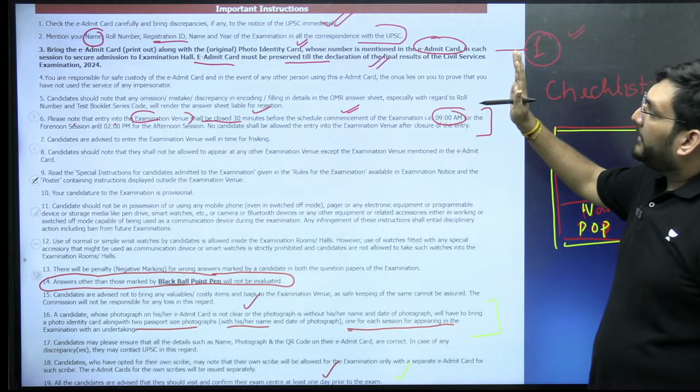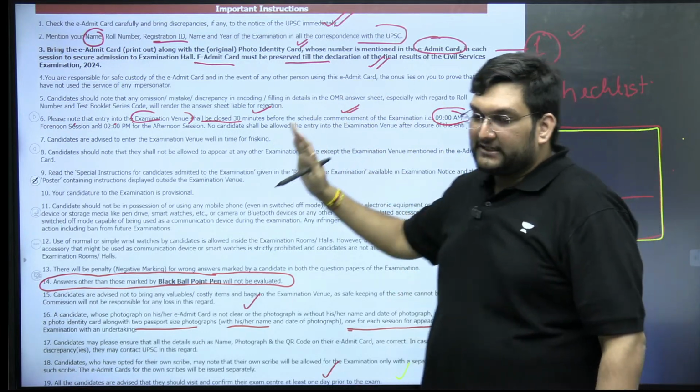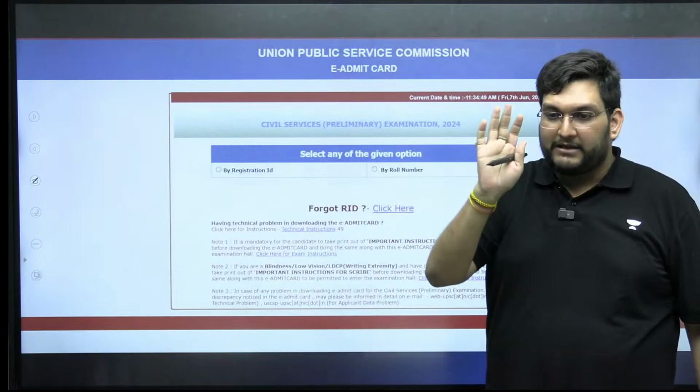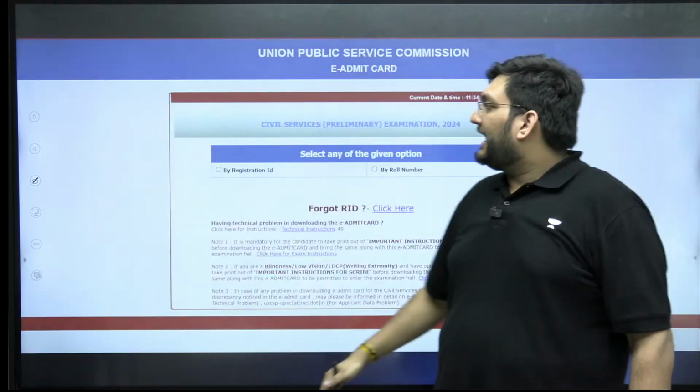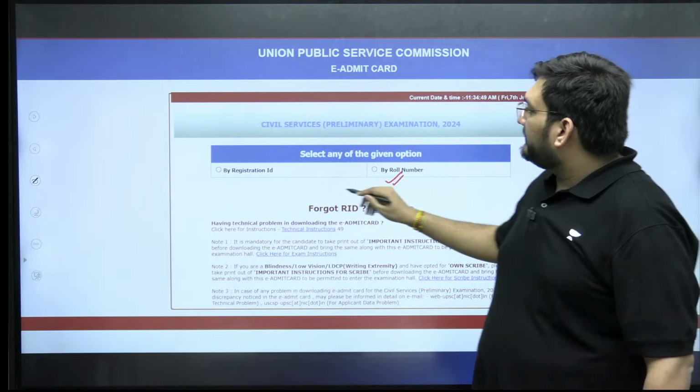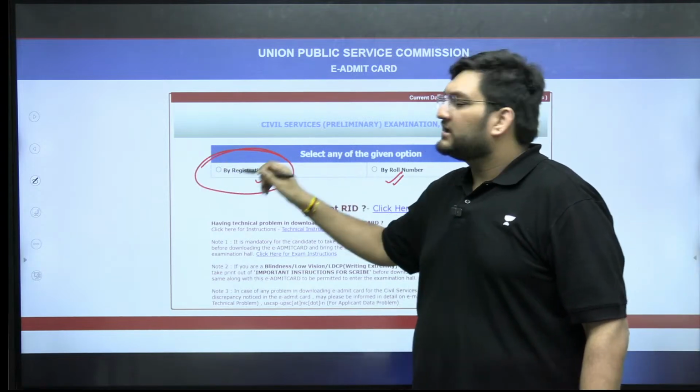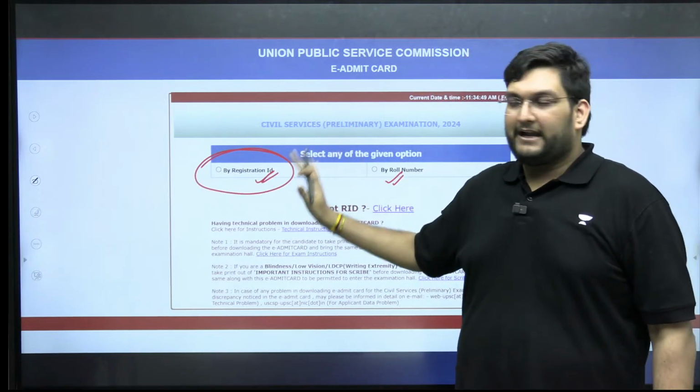Now, before I go into the other discussion, let me summarize. Once you click here, there will be a confirmation step. Then either through roll number or registration, whichever one you will use, you can now download the admit card.